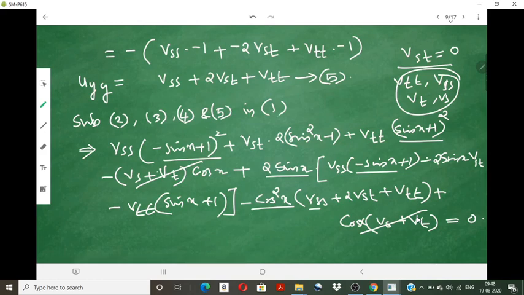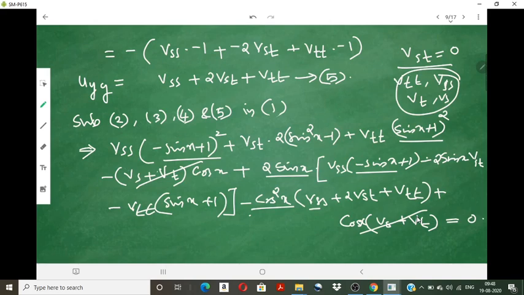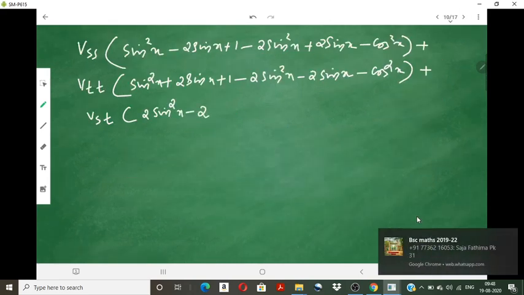Now the V_TT term is minus cos square x, minus cos square x. Okay, plus the V_ST term, the coefficient of V_ST. In U_XX the coefficient is 2 into sin square x minus 1. That is 2 sin square x minus 2.